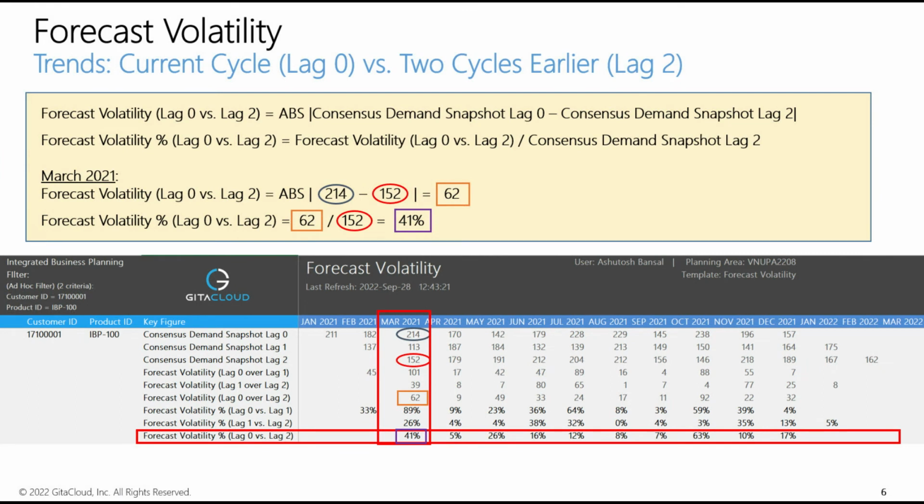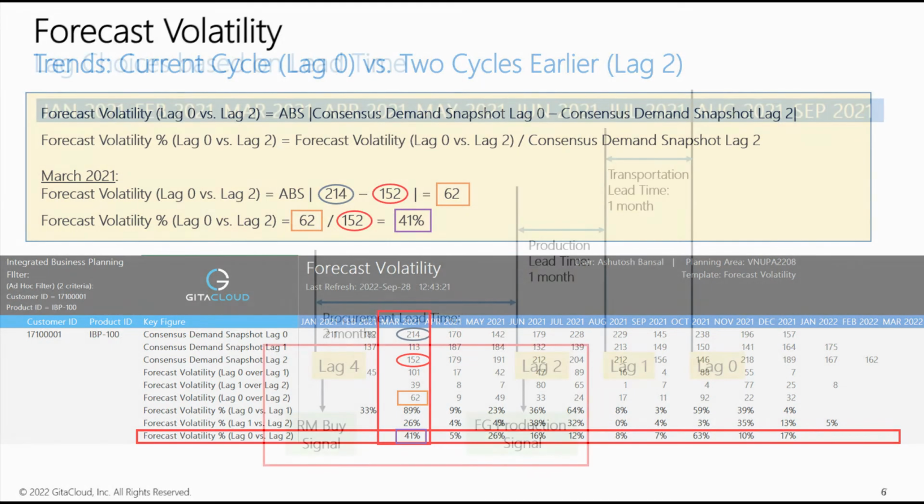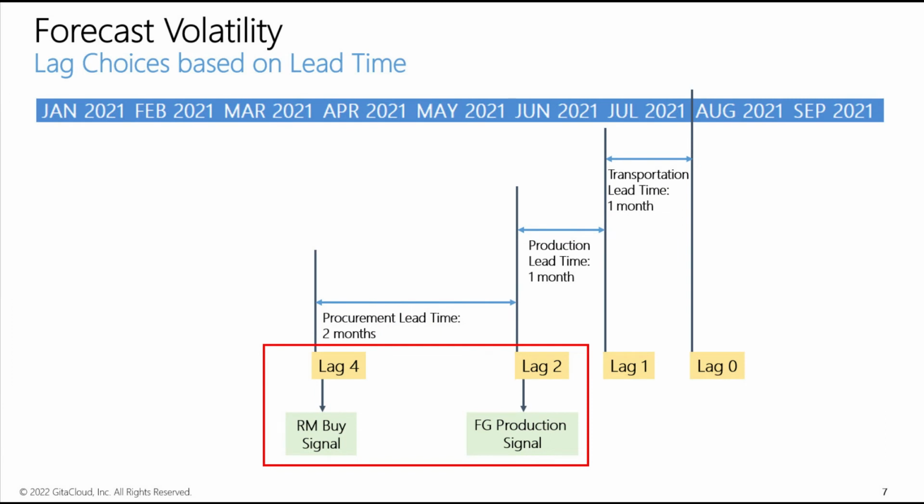We can also calculate forecast volatility current cycle lag 0 versus 2 cycles earlier, which is lag 2. In this case, we use consensus demand snapshot lag 2 instead of lag 1. You can see that we have a 41% change in forecast for the month of March 2021, as we compare forecast from March cycle lag 0 versus January cycle lag 2. Our design is flexible to compare any lags to any other lags.